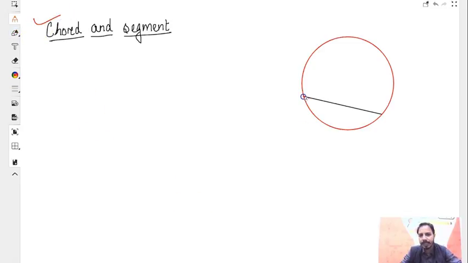segments. For example, any line which cuts the circle into 2 parts is known as a chord, and there are 2 segments. This is segment 1 and this will be segment 2, right? And the longest chord is also known as the diameter, right? For example, if this is the center and I try to draw a chord here, this is known to be the longest chord of any circle, and that is the definition of a diameter, right?